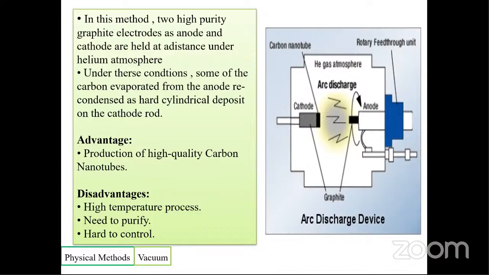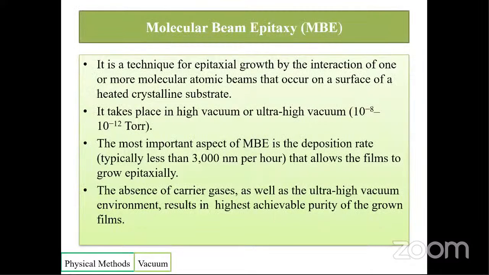The disadvantage is that it is a high temperature process. All of us know that when the discharge is produced, a very high temperature is produced. So it is difficult to control once you have started the arc discharge in this system. That is the major disadvantage. You do not have very much control in this technique.